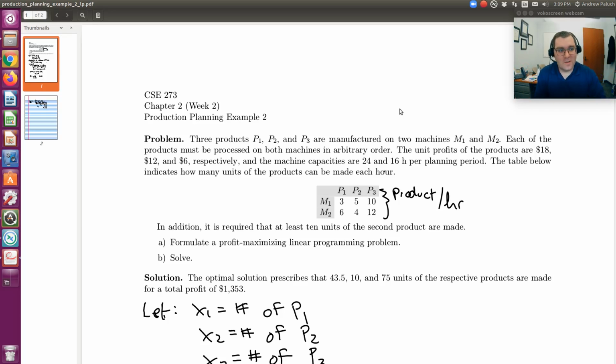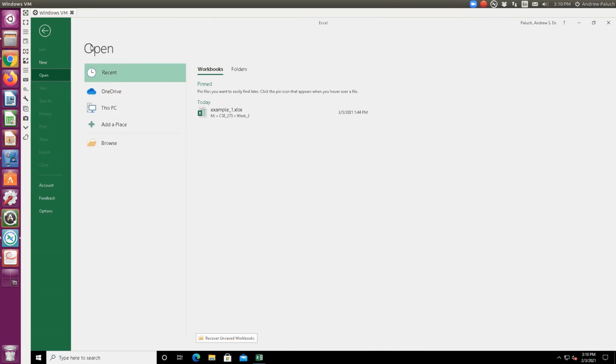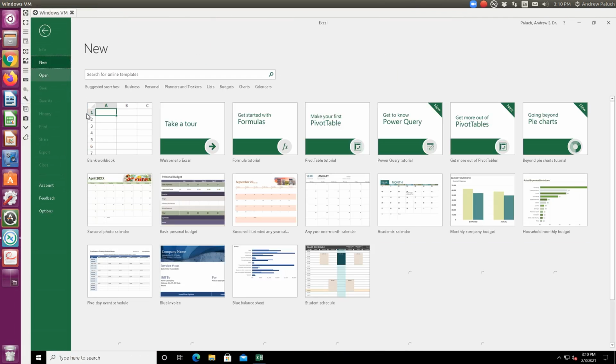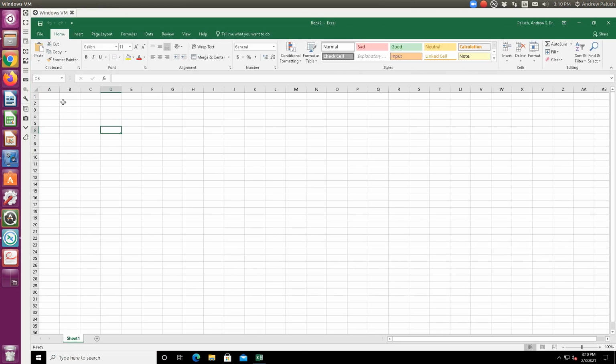Hello, greetings. So we have set up our profit maximizing linear programming problem for our second example on production planning from section 2.2.1 in the text. We have solved it using LibreOffice Calc. Next, I want to go through the same exercise and solve using Microsoft Excel. Okay, so let's open up Excel. So get a new blank workbook.